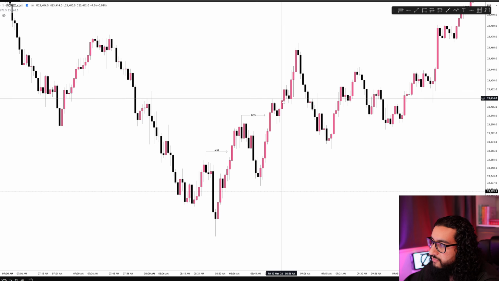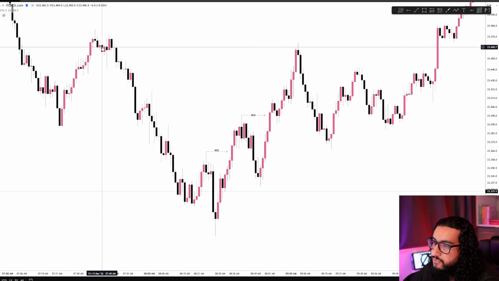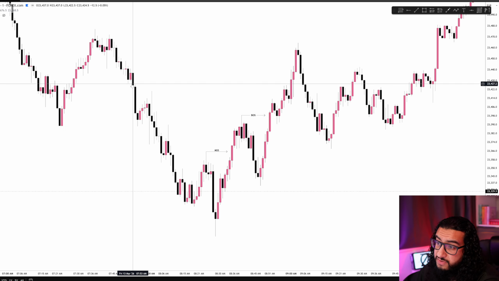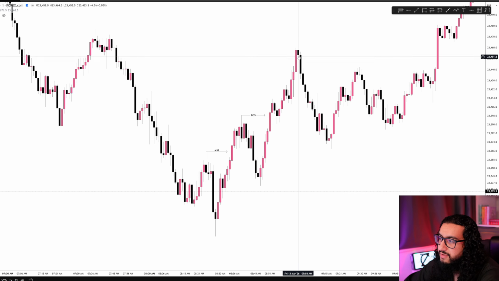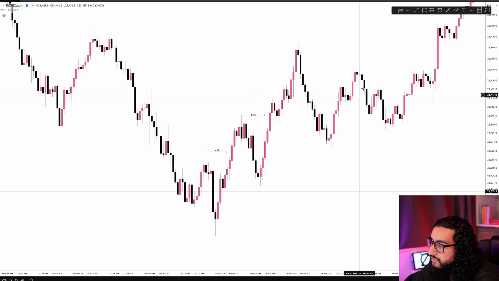But in this scenario here, we push up. There are no untested inefficiencies here or even any inefficiencies at all. So the fact that we're coming down and there are no inefficiencies here means it's not really rejecting anything. It's just coming down to grab liquidity to go up.